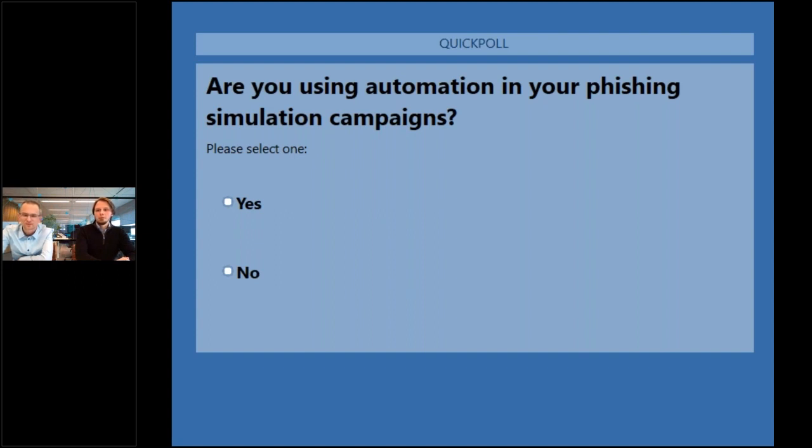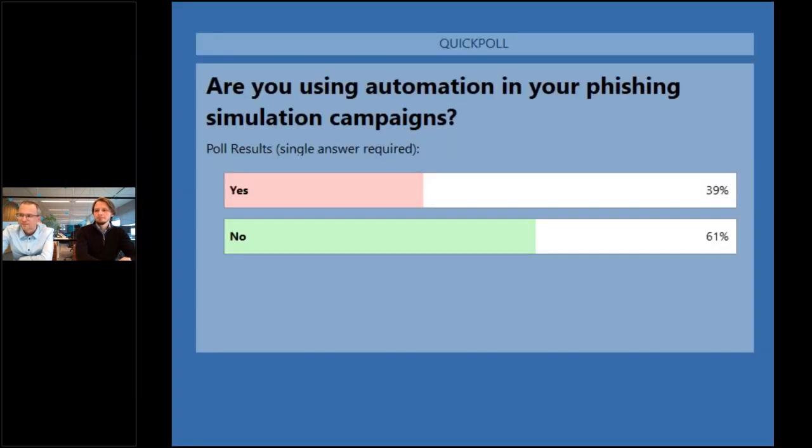All right, I think we've given everyone enough time, so let's see the results. Interesting. So most of you aren't using automation, which means you're doing it manually. And the next part might be very interesting. Yeah, there are some good wins over here, I guess.